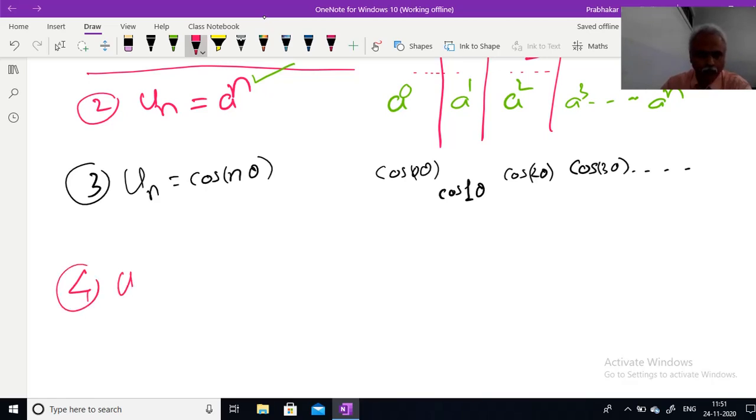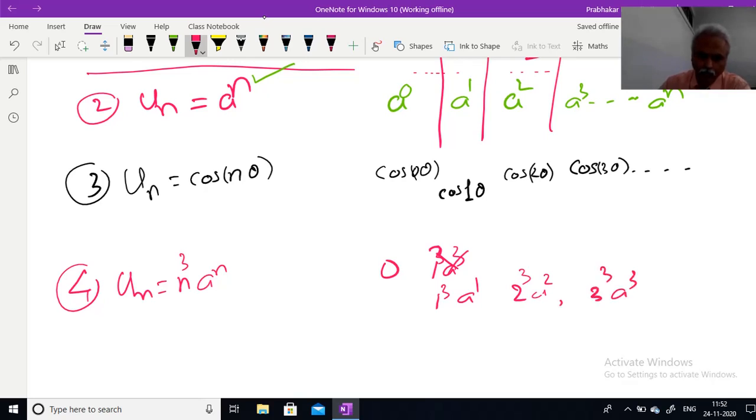Suppose un is n cube into a raised to n. So go on putting n equal to 0, the first value u0 is 0. For n equal to 1, 1 cube a raised to 1; n equal to 2, 2 cube a raised to 2; n equal to 3, 3 cube a raised to 3, and so on.